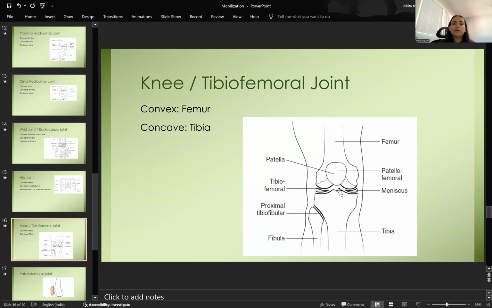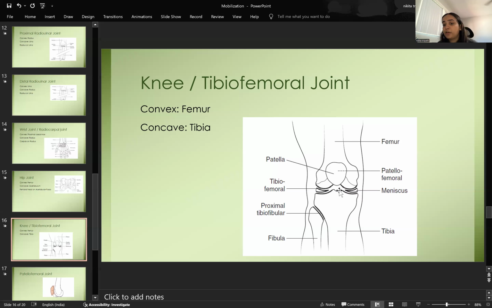So always move your limb. Always move your limb and see what is moving: convex is moving or concave is moving. That is the second step. And the third step, I'll give the glide accordingly. If concave, the glide is in the same direction. If convex, the glide is in the opposite direction.